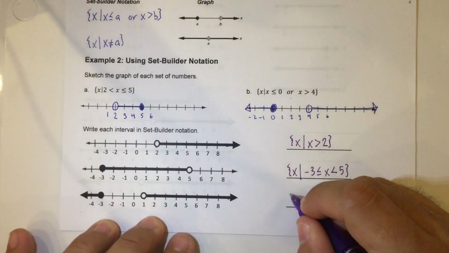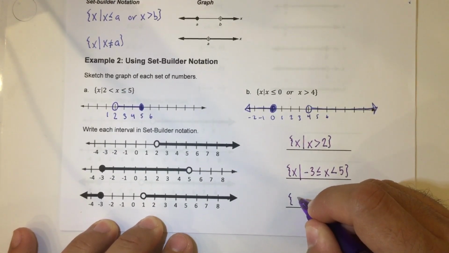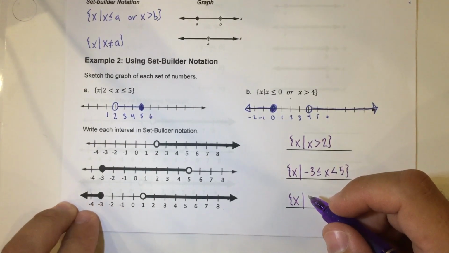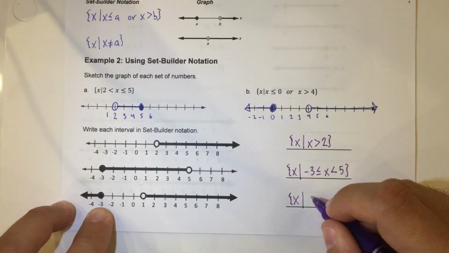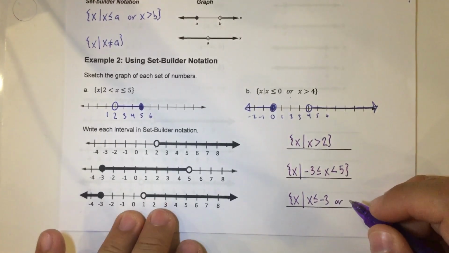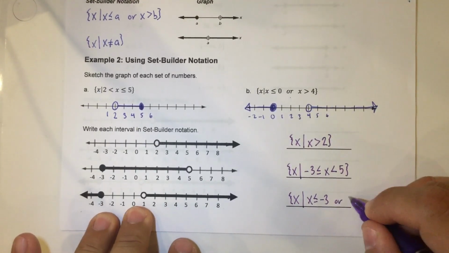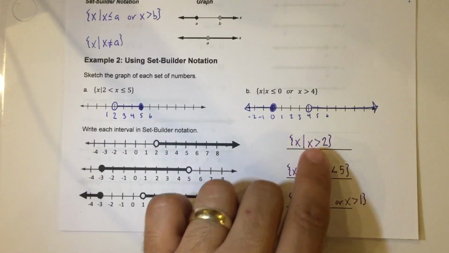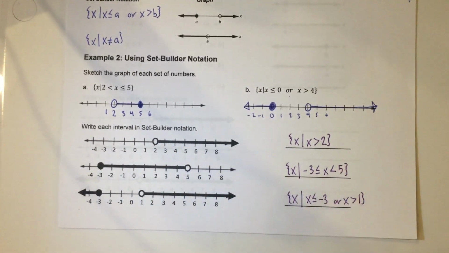And for the last one, we have that split. x such that, here, I use this inequality here, I can see that x is less than or equal to negative 3. Or on this one here, I can see x is actually greater than 1. And once again, open circle, no equal bar, closed circle, equal bar.